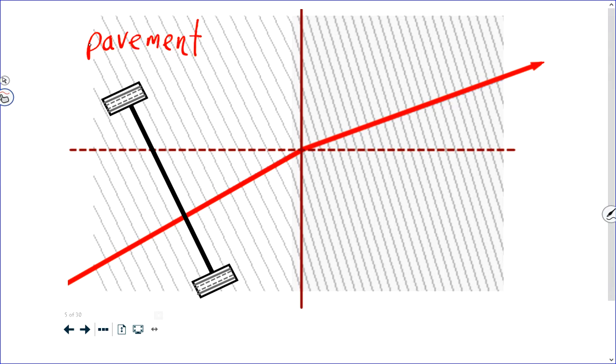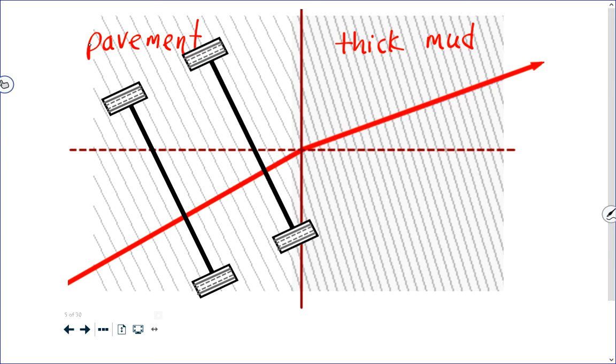Everything on the left is pavement, and over here on the right, this is very thick, like a foot thick mud. And we're going to start this axle rolling. Now what's going to happen is at some point the axle will be in this position. It's rolled along that red line and now it is at this position. And what you notice is that the wheel at the bottom of the page hits the thick mud first. And as a result, it's going to start moving slower.